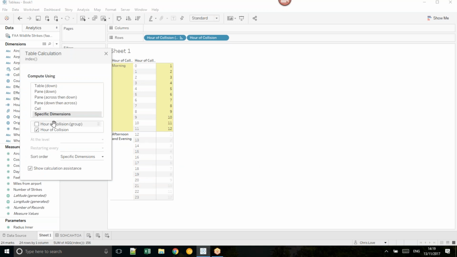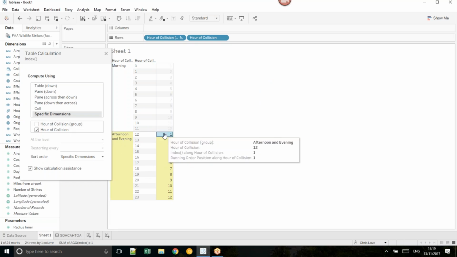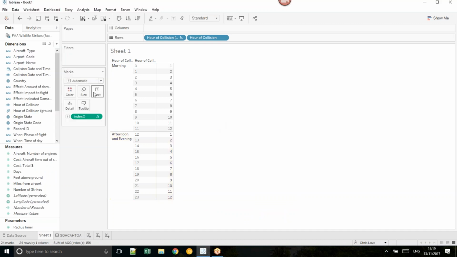So for morning, I want to count across 1, 2, 3, 4, which is what the index does, all the way up to 12. Then I want it to restart down here because we are into a new group and index all these. So this gives me the number 1 to 12. So far, so good. Now what I'd like to do is divide this by the number of points there are to get the percentage of the way around the circle. So we're going to divide this by 12.